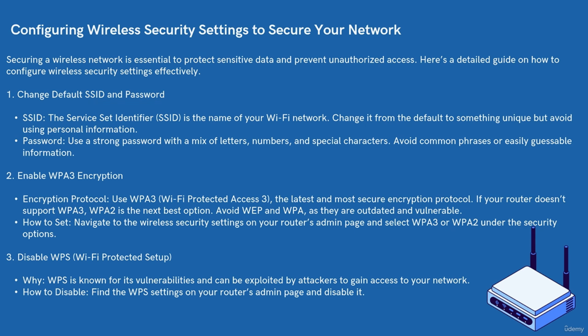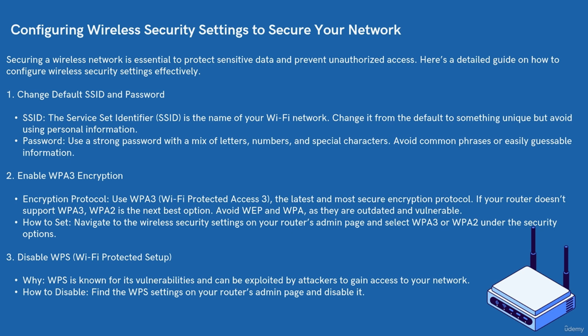The first point is change default SSID and password. SSID, the service set identifier, is the name of your Wi-Fi network. Change it from default to something unique, but avoid using personal information. And for the password, use a strong password with a mix of letters, numbers, and special characters. Avoid common phrases or easily guessable information.